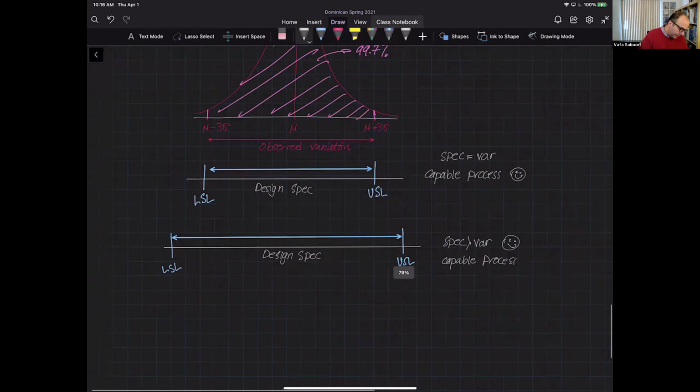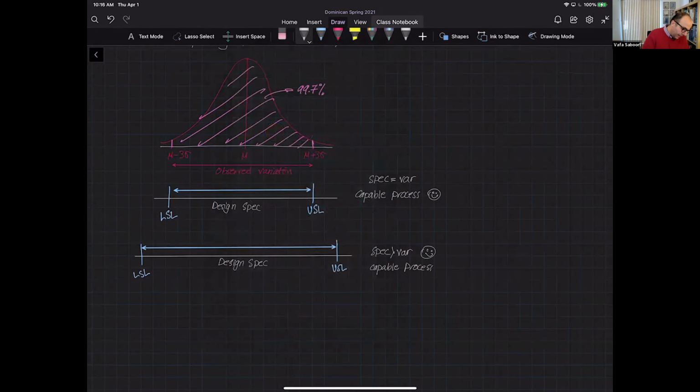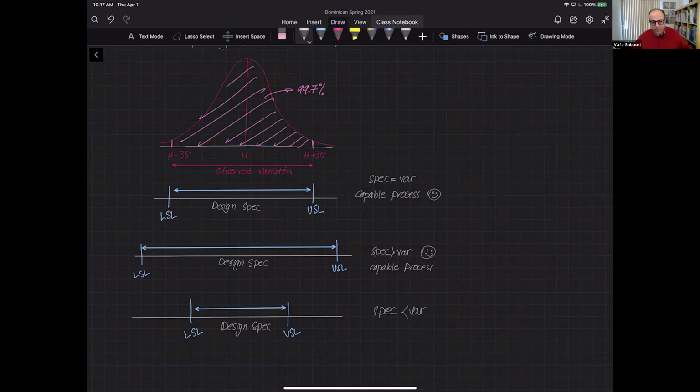Now let's take a look at another example. Let's suppose that I have a specification here, that my USL is right here, and my LSL is right here, okay? So in this case, I have a design spec which is much smaller. You see that my design spec is much smaller than the variation, meaning that variation of my process goes out of the specification limits, okay?